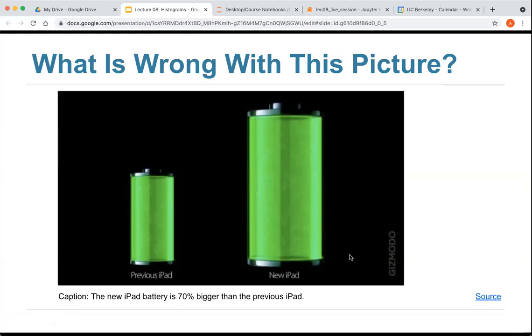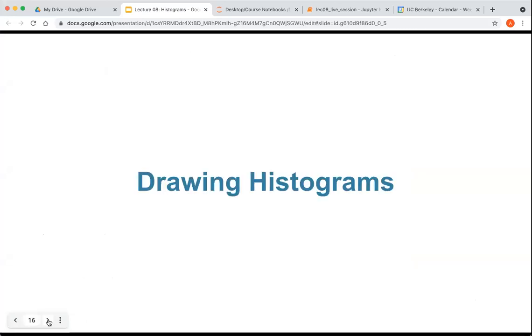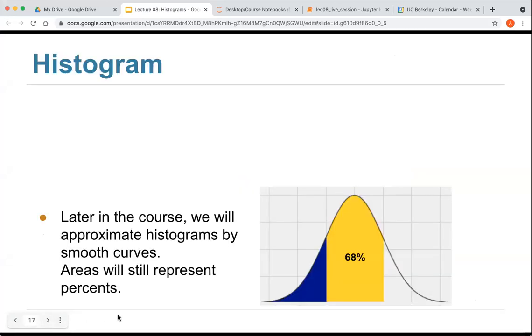All right, and therefore, we have what is called the area principle. If you are going to use a 2-dimensional figure to represent a magnitude, then it's the area of that figure that needs to represent your magnitude. If you represent 20% by one triangle, then you can represent 40% by 2 of those same triangles, but not by doubling both the height and the width. Area should be proportional to the percent of values that you're trying to represent. And so what we're going to do is draw a picture that does that.